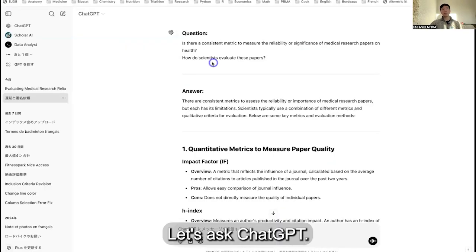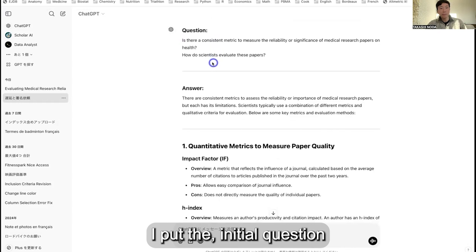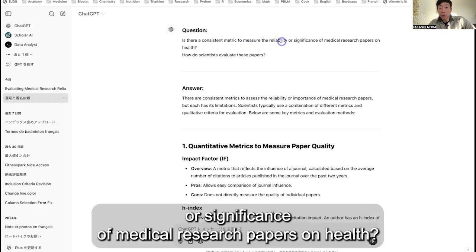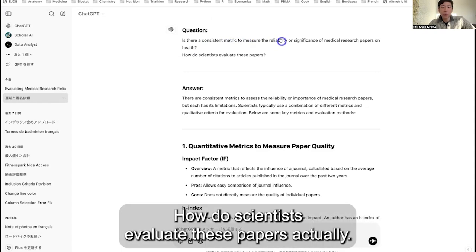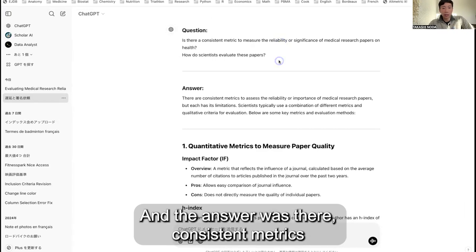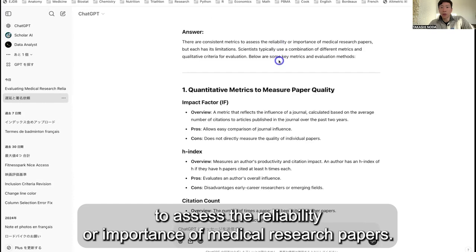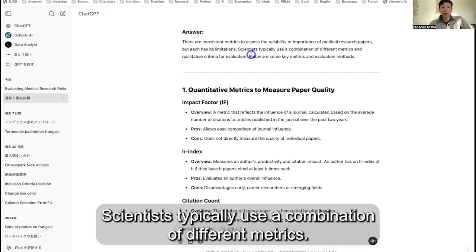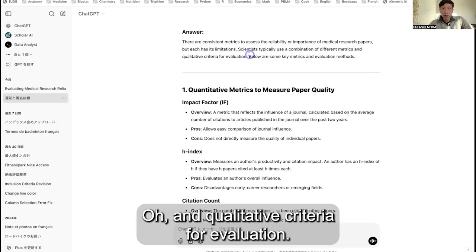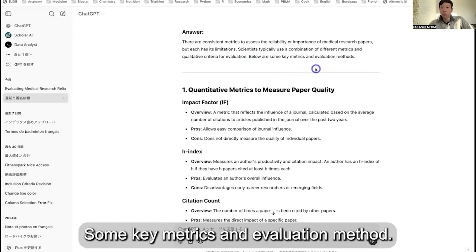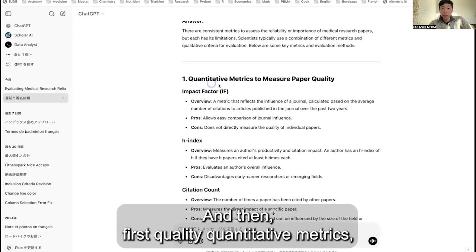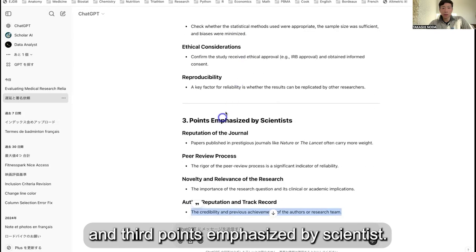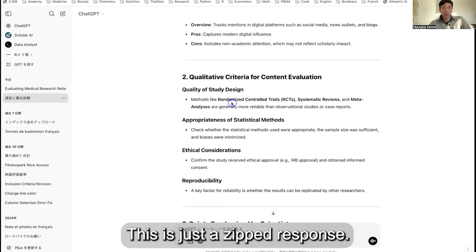So let's ask ChatGPT. I put the initial question to ChatGPT: is there a consistent metric to measure the reliability or significance of medical research papers on health? How do scientists actually evaluate these papers? And the answer was that there are consistent metrics to assess the reliability or importance of medical research papers, but each has its limitations. Scientists typically use a combination of different metrics and qualitative criteria for evaluation. Below are some key metrics and evaluation methods. First, quantitative metrics. Second, qualitative criteria. And third, points emphasized by scientists. This is just ChatGPT's response.